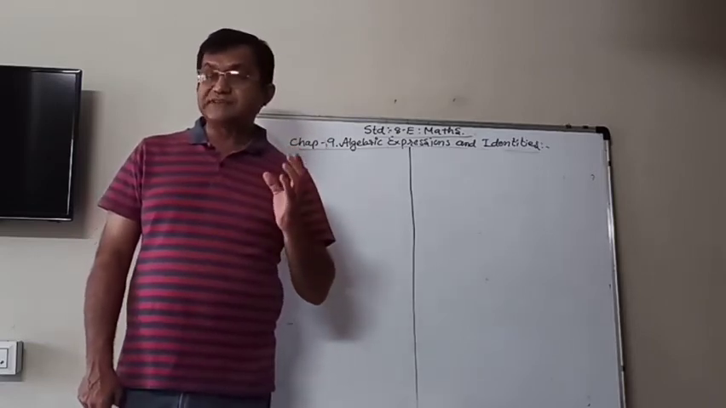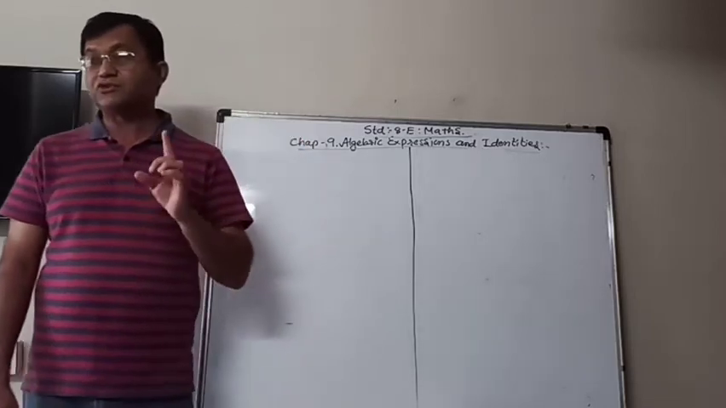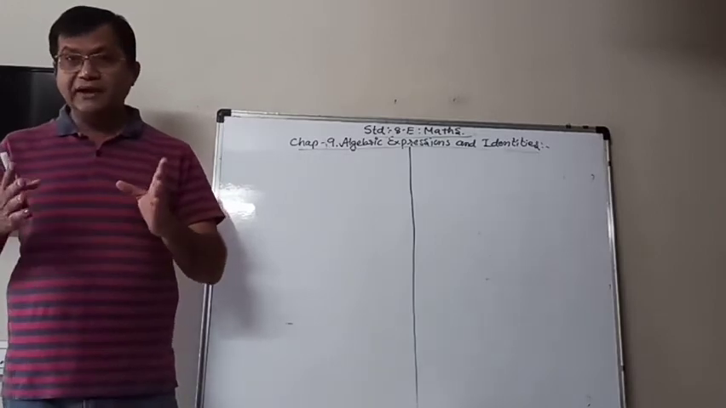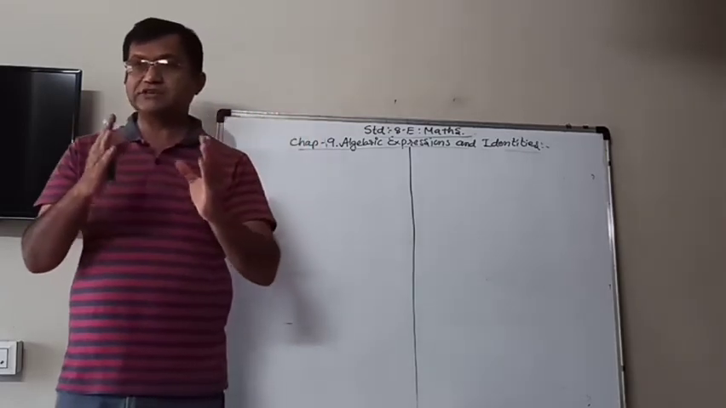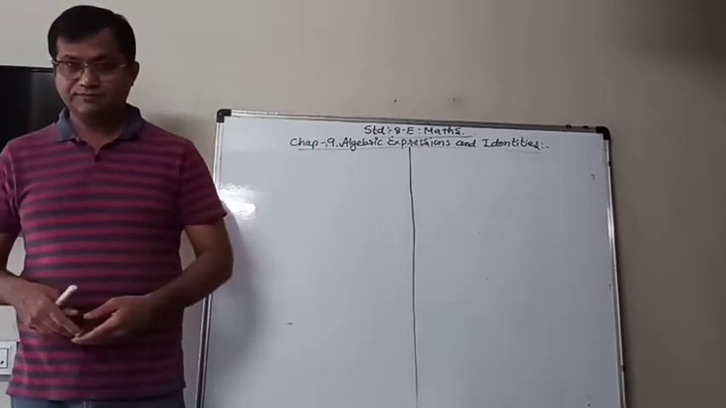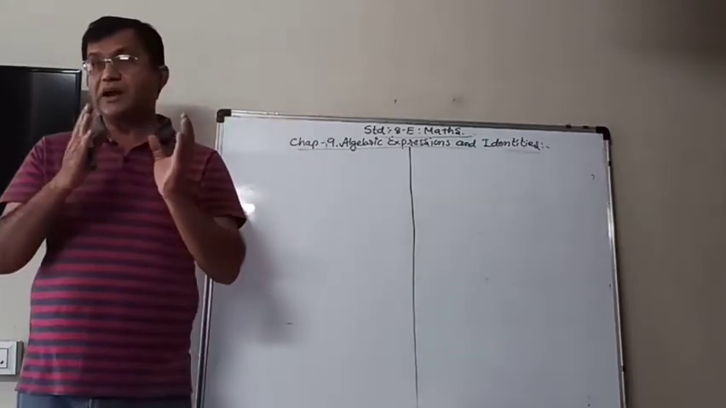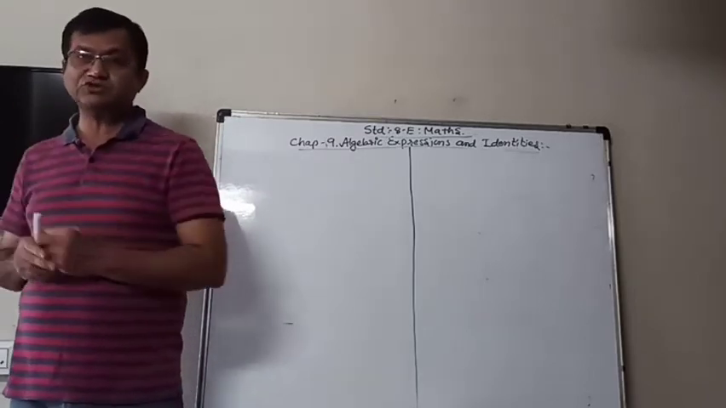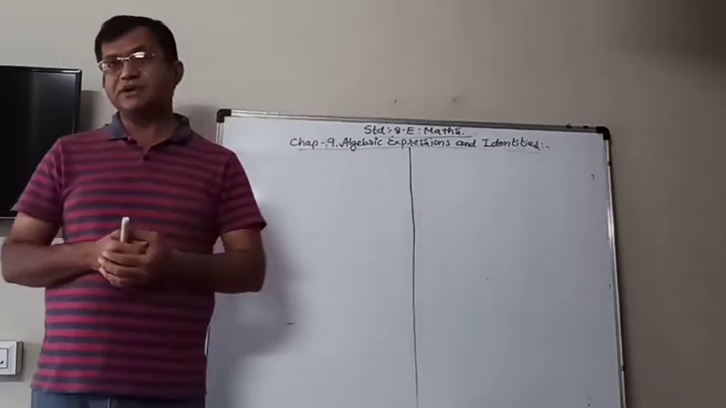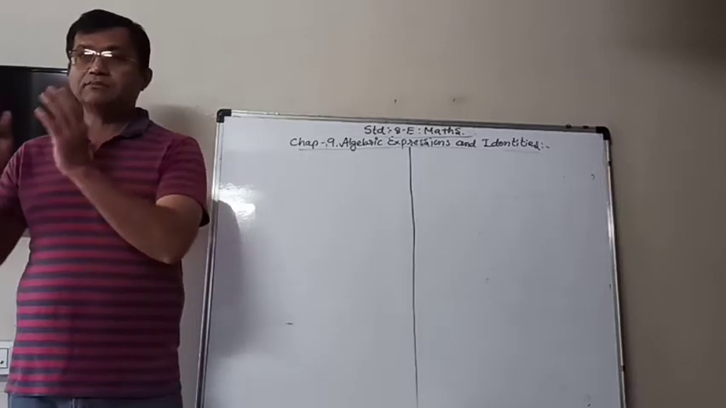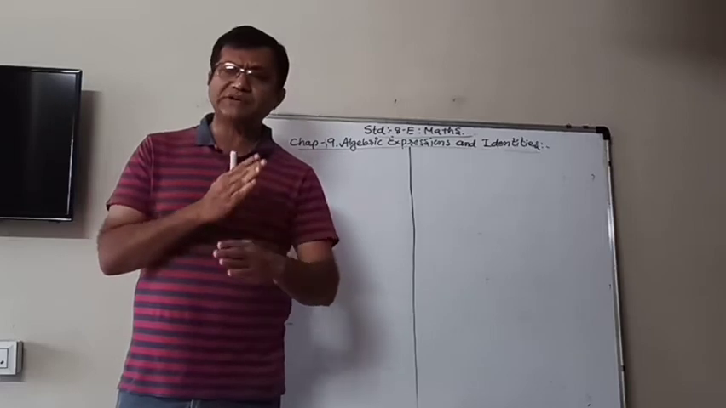Before going on, as I told you, you have to write down these identities in your notebooks 25 times, and you have to learn them. (a plus b) whole square is equal to a square plus 2ab plus b square. Second identity, (a minus b) whole square is equal to a square minus 2ab plus b square. And the third identity, (a minus b)(a plus b) equals a square minus b square. These are the three most important identities.